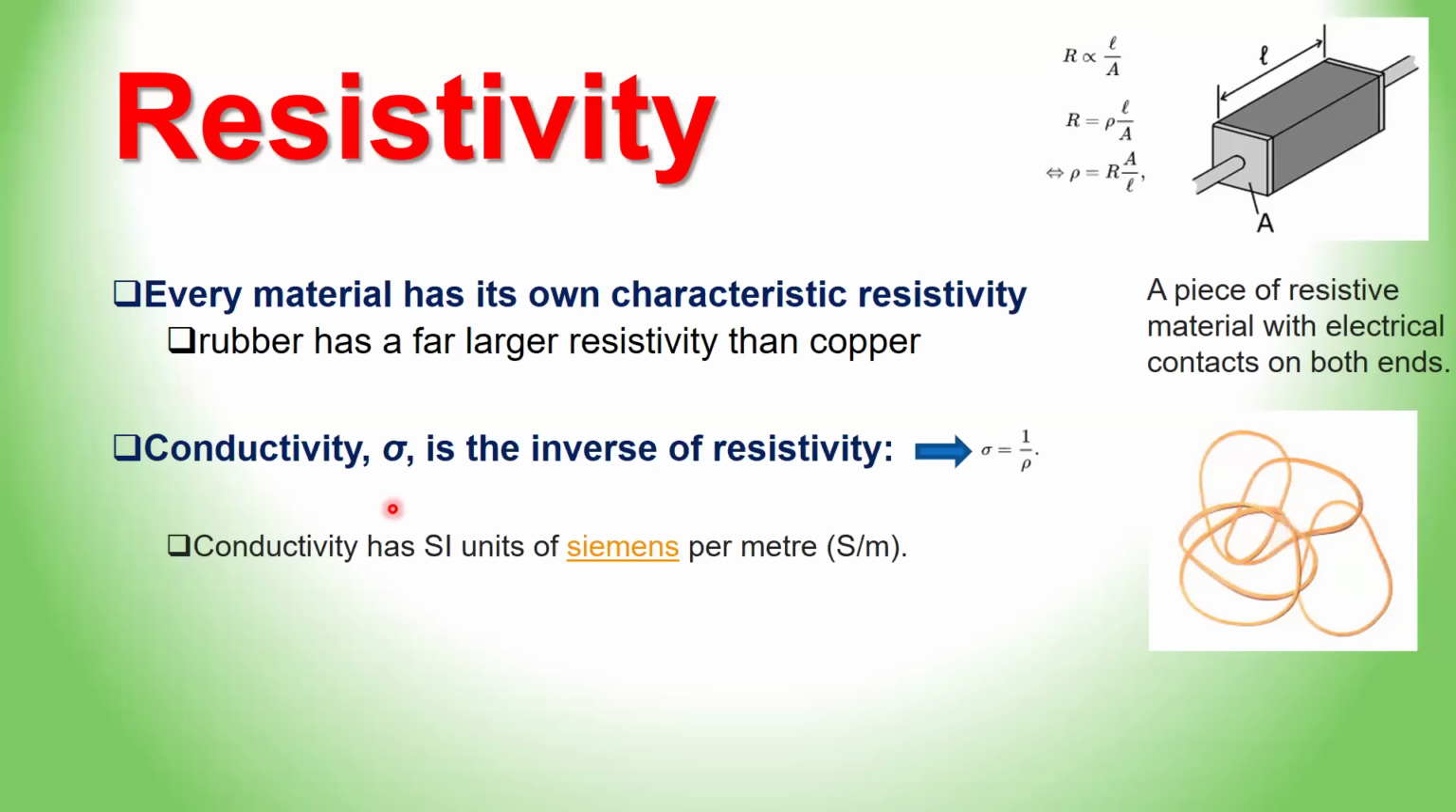Okay. Another statement here: the conductivity, sigma, is the inverse of the resistivity. Sigma is equal to 1 over rho. So that's the formula you need to remember. Okay, and the unit of the conductivity is Siemens per meter, that is S over m. And the unit of the resistivity, as we've seen previously, is ohm meter.